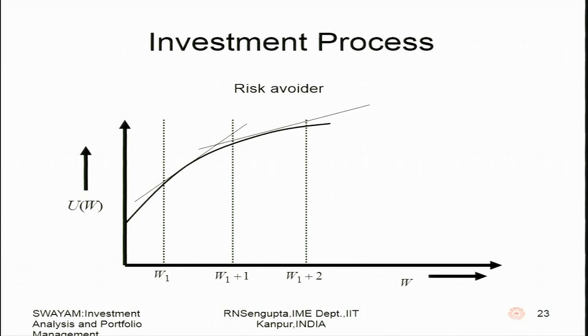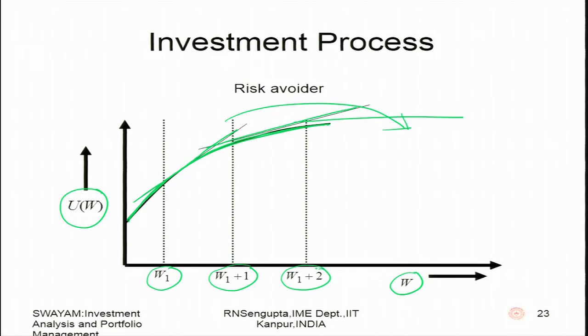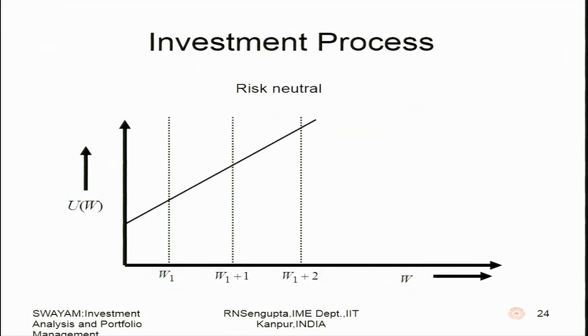So, this is the risk avoider, who wants to avoid risk. This line, the graphs are going in this direction. So, that is always a risk avoider, and remember I have U(W) on the y axis and W on the x axis, and I just marked W1, W1 plus 1, W1 plus 2, just in order to differentiate that. If I consider the risk neutral property, it is a straight line as it is. I mark U(W) along the y axis, W along the x axis, and another W1, W1 plus 1, W1 plus 2 as they are marked, just to demonstrate.